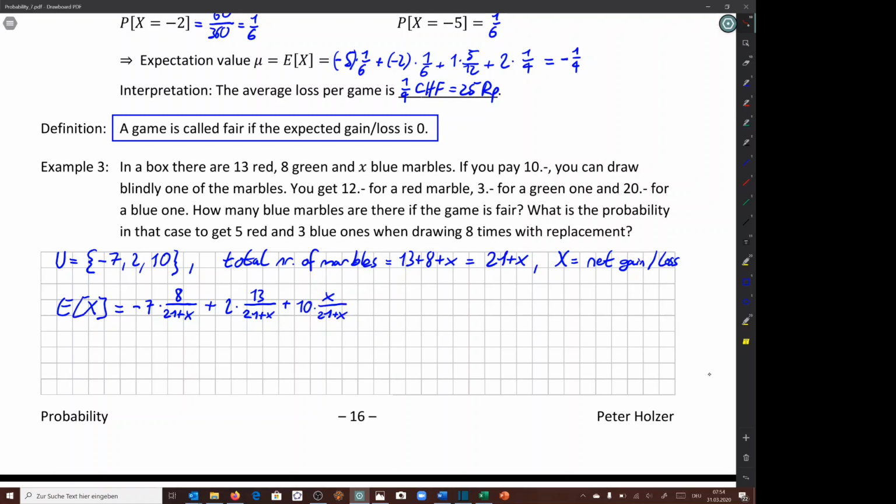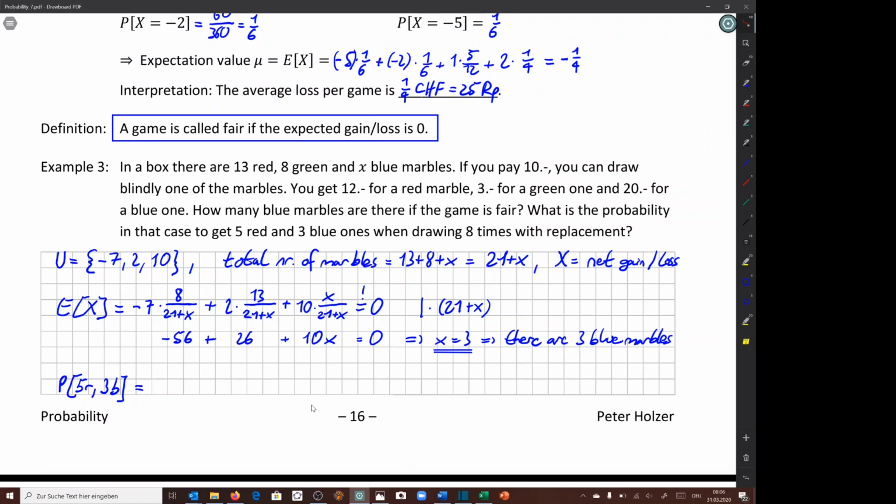And now we set that equal to 0. We multiply both sides by 21 plus x, so the fractions disappear here. We get this simple equation, and the result is that x is 3. The number of blue marbles is 3 if the game is fair. Now that we know that there are 3 blue marbles in the box, let us look at the second question here.